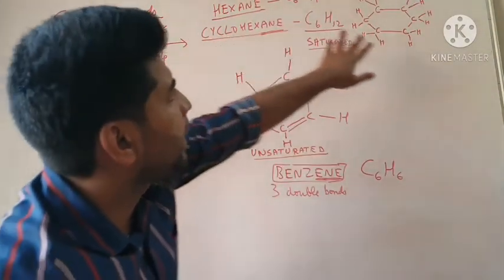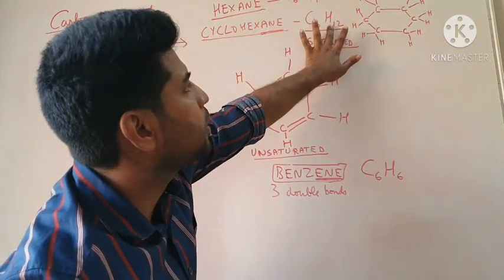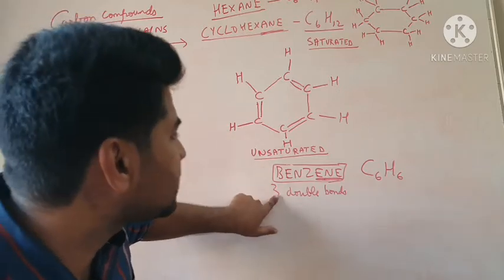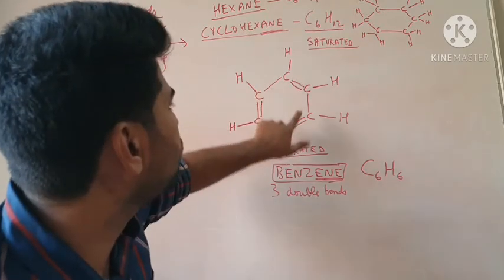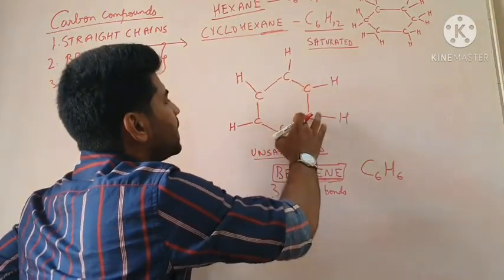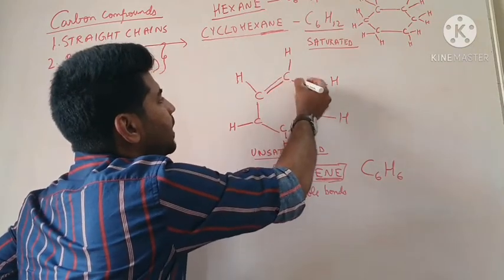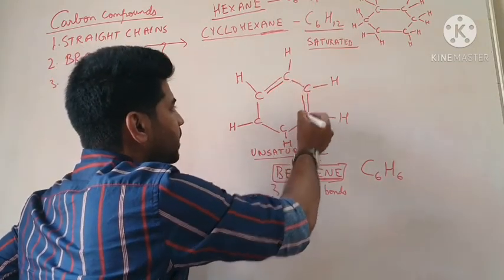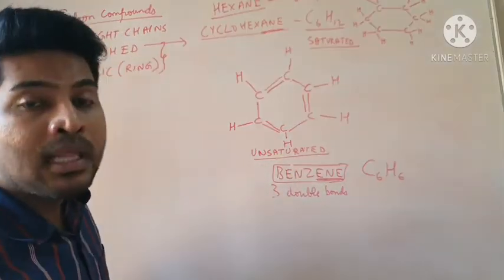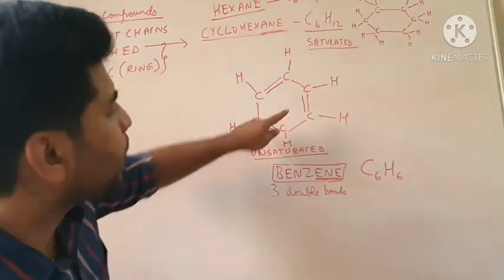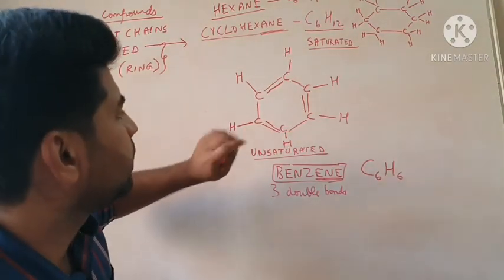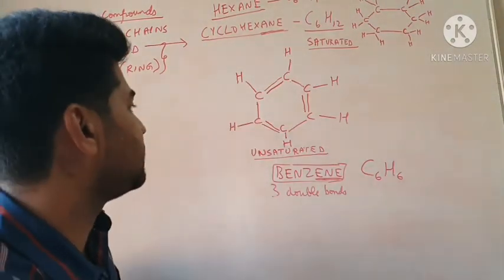So cyclohexane has C6H12, whereas benzene, which is unsaturated, contains 3 double bonds. 1, 2, 3. We can also put the double bond at alternate places. We can put the double bond here, then leave one bond, put it here, leave one bond, put it here. We cannot put two double bonds together because then the valency of carbon will not be satisfied. That is why at alternate carbon atoms we have a double bond. So this is another possible structure for benzene.